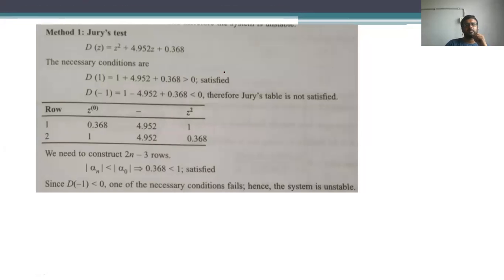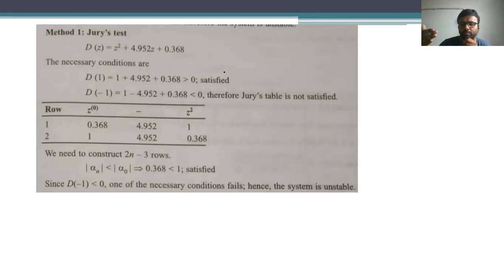Okay. So this is one method, the Jury stability test. What is the second method we have for determination of stability? That is the bilinear transformation. While discussing the bilinear transformation method, initially we have to obtain the characteristic equation and convert the z plane into the r plane. That means we substitute z equal to (r+1)/(r-1), or z equal to (1+r)/(1-r), as per your requirement.